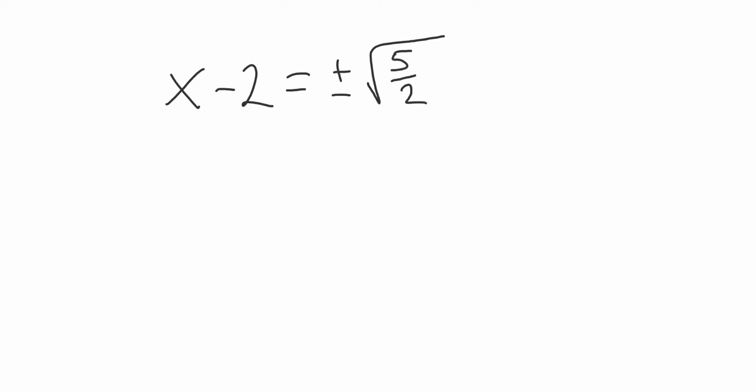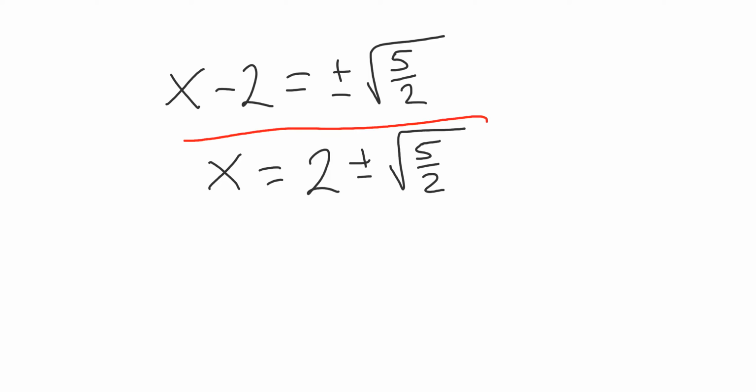All right, so we completed the square in order to use the square root property. And from the square root property, we can now solve. We're going to add 2 to both sides, and we're going to get that x equals 2 plus or minus the square root of 5 halves. And that is how you can solve that equation using the square root property.